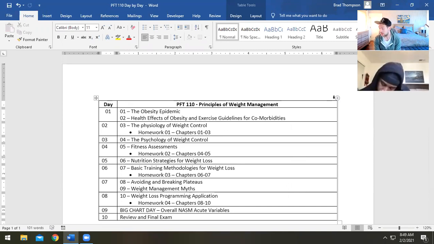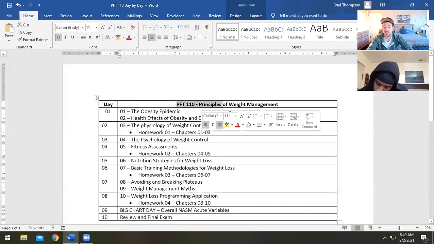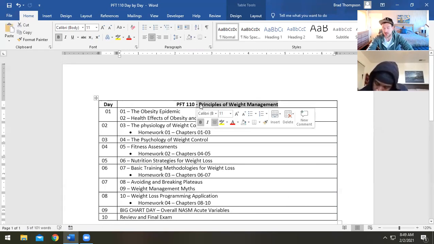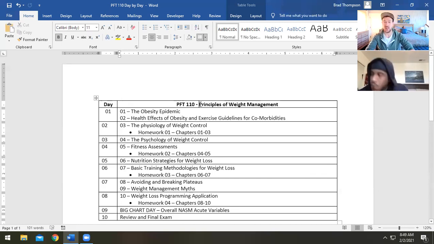But my job is to get you prepped to be able to go into that knowing everything there is to know. So this is 110. So this is our weight management, I should say, program design class. What we are going to spend a lot of time talking about today is actually very much like an intro day. Today is very, very, very gentle.